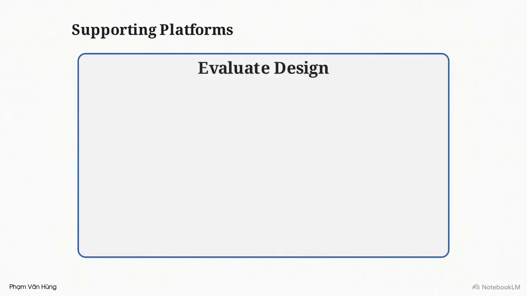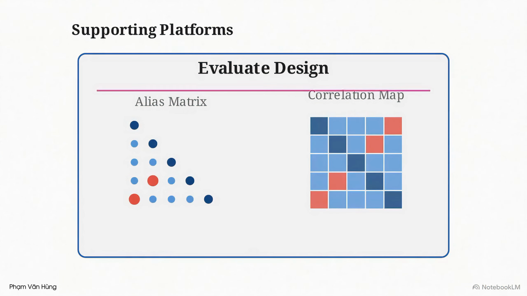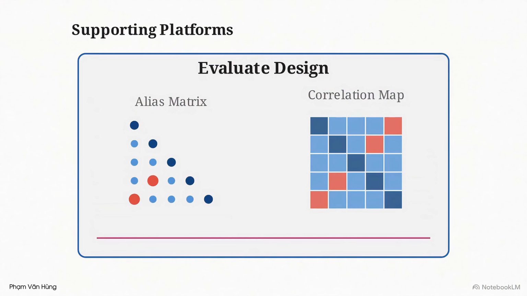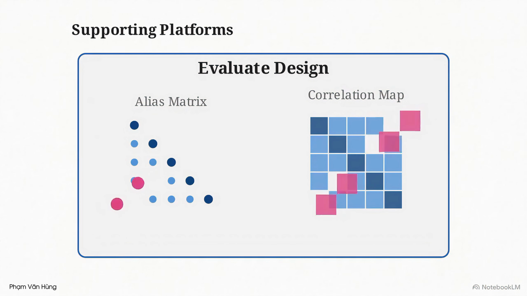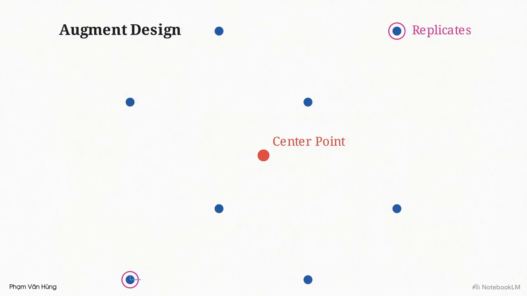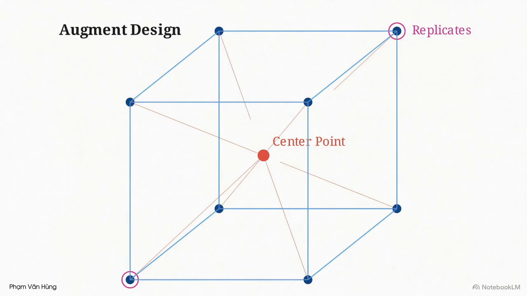The Evaluate Design tool acts as a diagnostic dashboard. It uses an alias matrix and correlation maps to identify potential biases or weaknesses before you begin physical testing. If the evaluation shows that more data is needed, Augment Design allows you to add runs to an existing set. You can inject center points or replicates to improve the model's accuracy without discarding your original work.